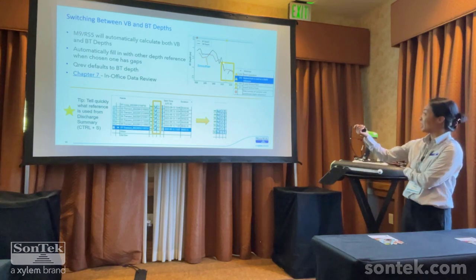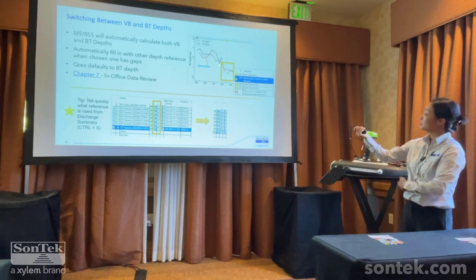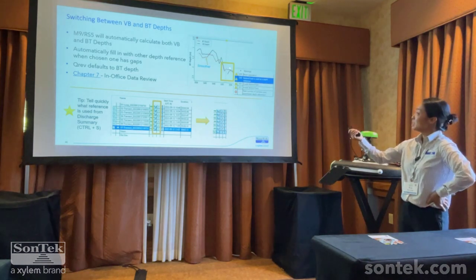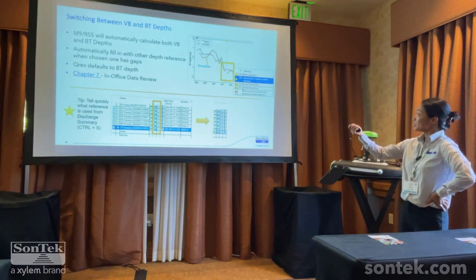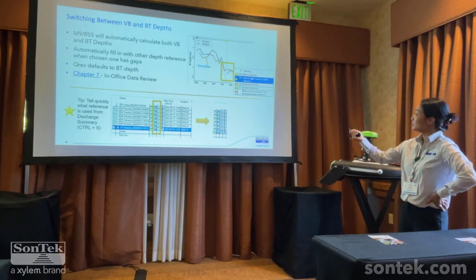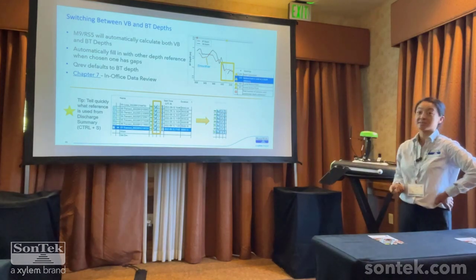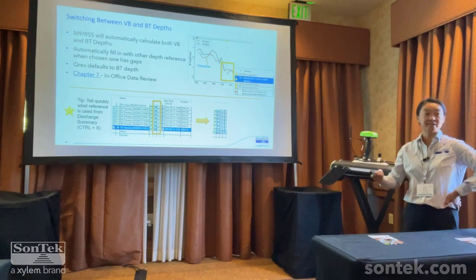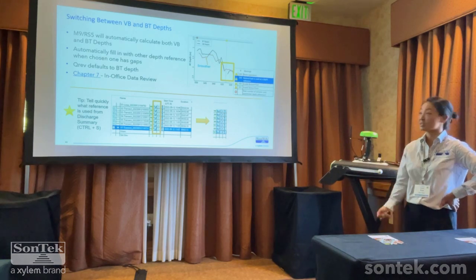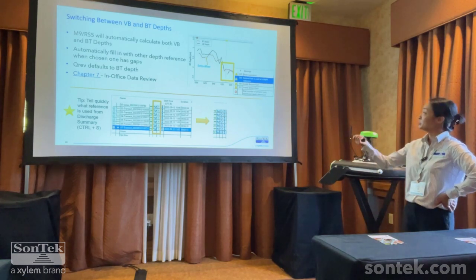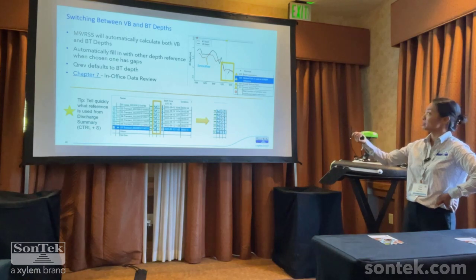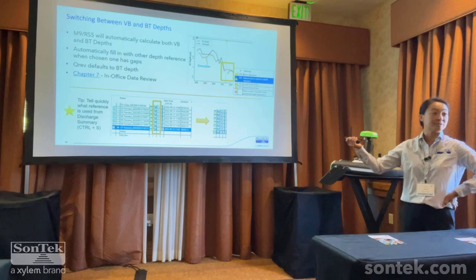So this is an example of that, where that black line is the vertical beam depth. There's a gap here, and that red line here is going to fill it in for you. And associated with this sample, you see that the bottom track is used as a depth reference. You get that warning. So the software is telling you, hey, I filled in with the other depth reference because we're missing a sample here. You will also notice here that red line looks a bit smoother than the black line, so that's that averaging that we see.